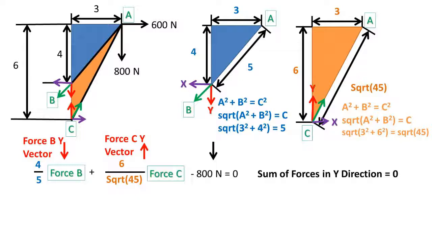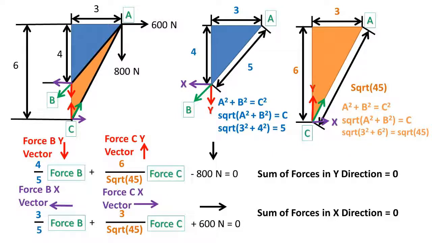We can find the y forces by using the law of similar triangles to find the y force vectors. So the 4 height over 5 hypotenuse times the force at B is equal to the B y vector, and similarly the 6 height of the orange triangle over the hypotenuse of square root of 45 times the force at C is the C force vector. Now in the y direction, we have a force of 800 newtons going straight down, which will result in a negative force. The 800 newtons will be subtracted from the two y direction forces that were added together, and we will set this all equal to 0 due to no movement.